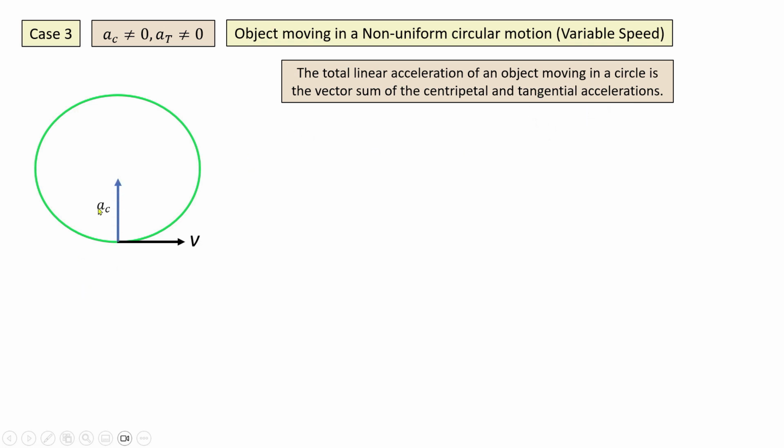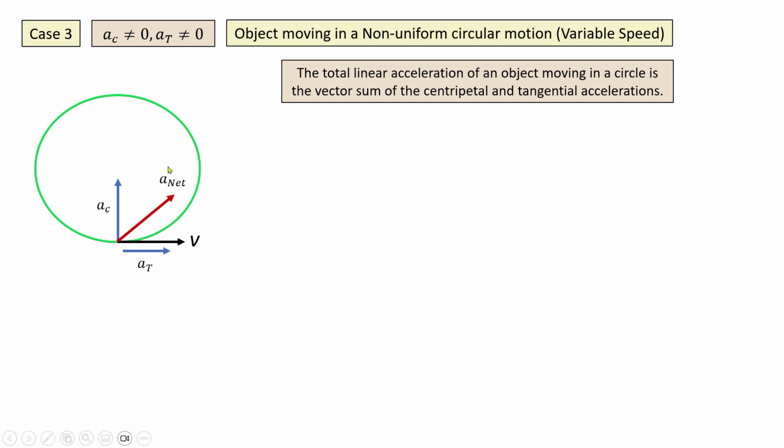So how do we do that? The direction of AC is always towards the center and the direction of AT is tangential. So how do we find the resultant? With AC and AT, we can create a parallelogram using the parallelogram law of vector addition and then draw the diagonal. That diagonal will give us the direction of A net. So we can see this red arrow will represent the net acceleration of this particular object.